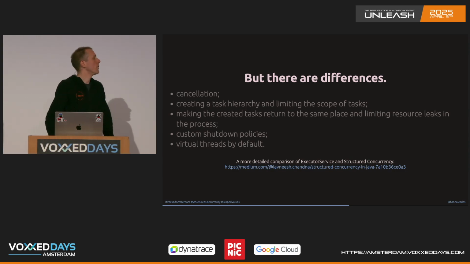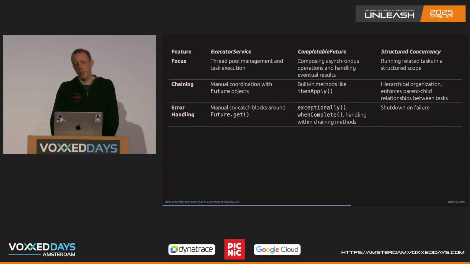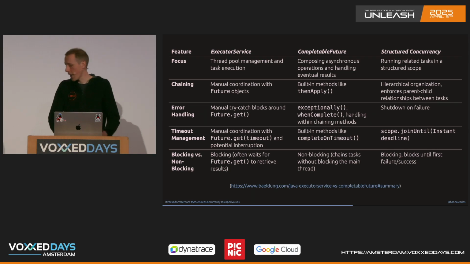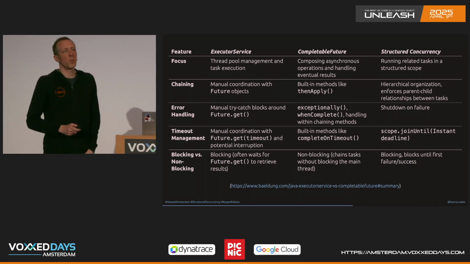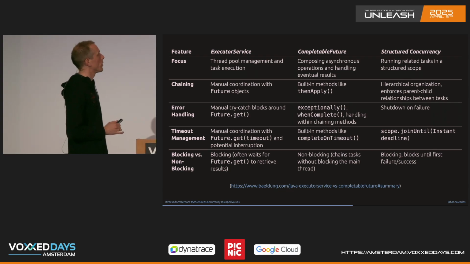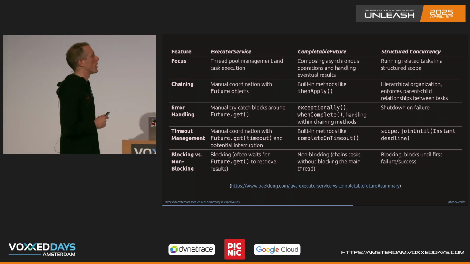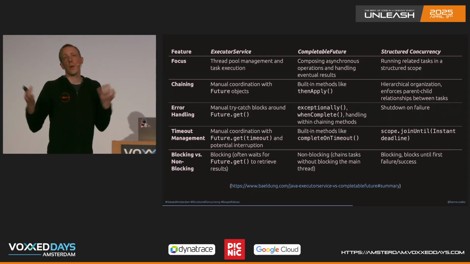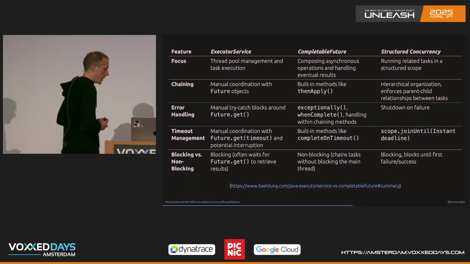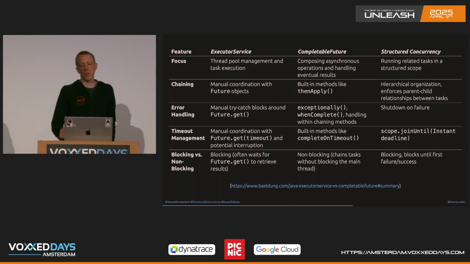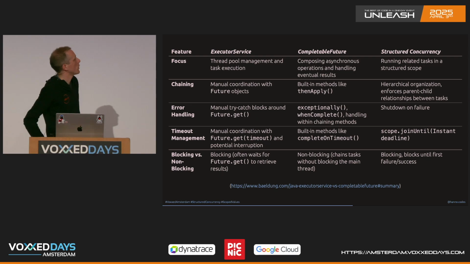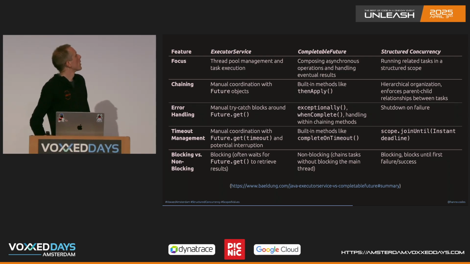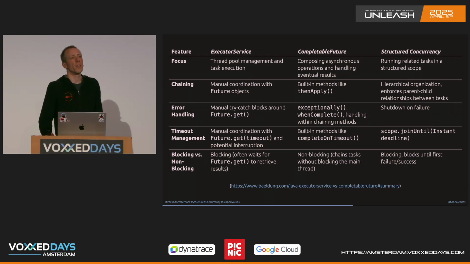There's a more detailed comparison here if you would like. This slide, I'm not going to talk about it because it's full of content, but you could take a picture of it or go to the link that I put there. It's a comparison of various properties of ExecutorService, CompletableFutures, and structured concurrency, because there are three ways to do concurrency in Java, and they all have their own purpose and their own use cases, but they differ on a few properties here, such as chaining, error handling, timeout management. My slide deck will also be online, by the way, so if you didn't get to capture it right now, you could do it later.